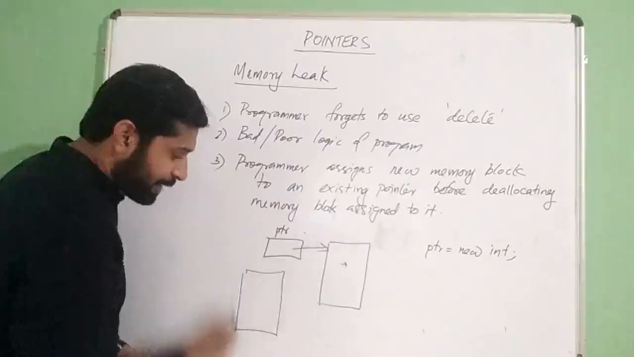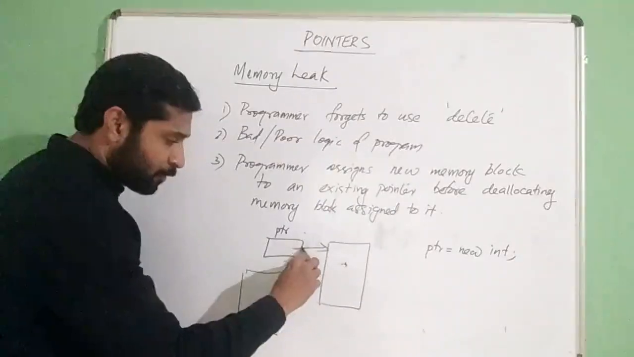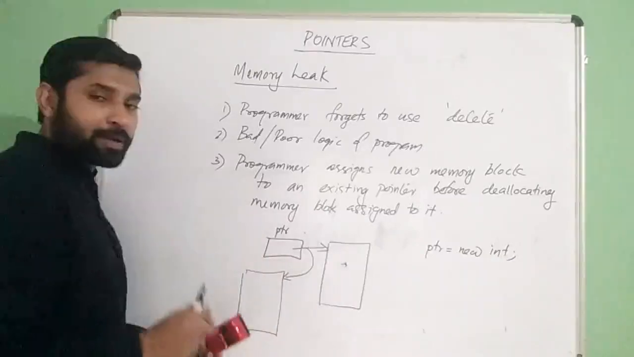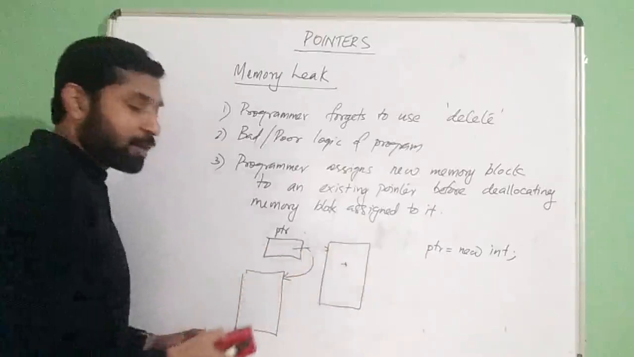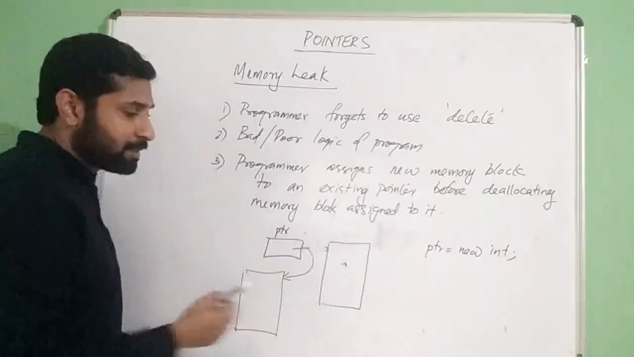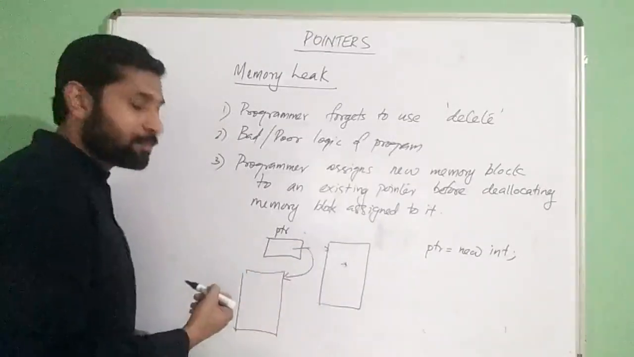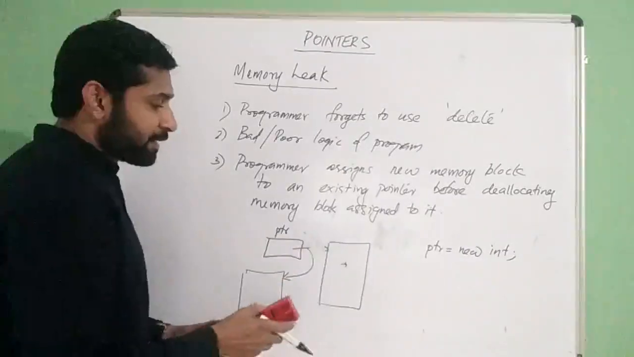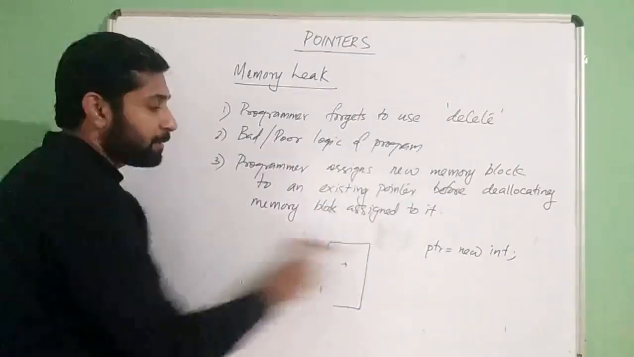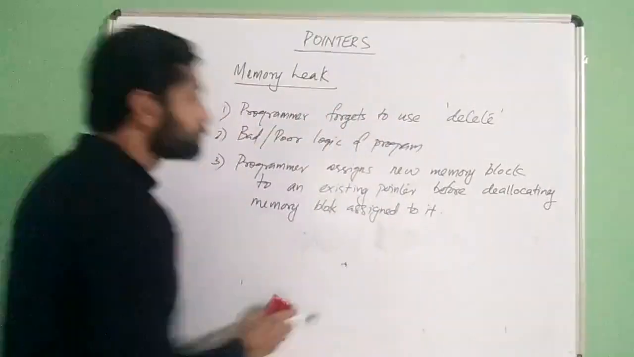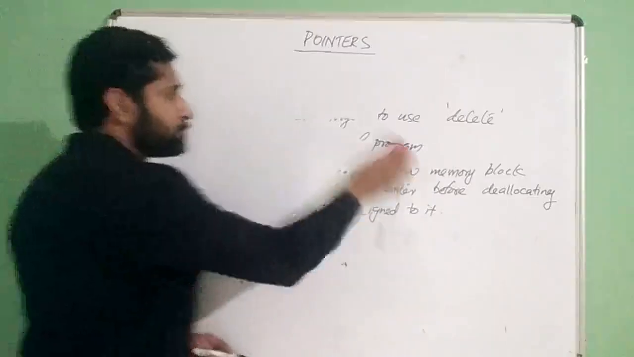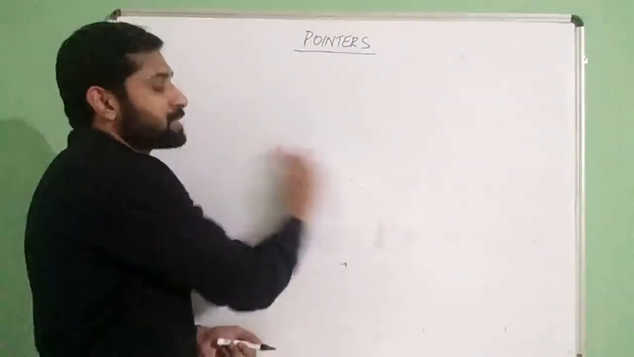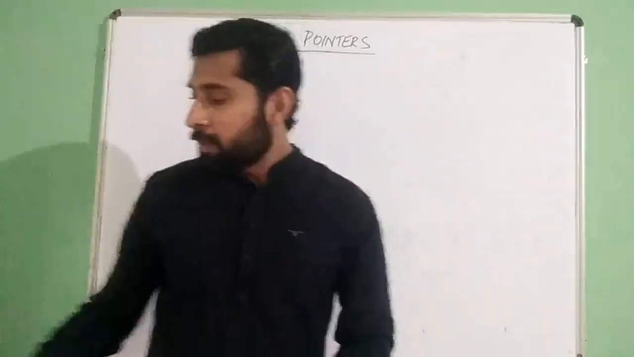Another 4 bytes will be reserved and this arrow will be pointed towards this, and this will be broken. So this becomes orphan. So these are the three reasons for memory leak. Memory leak creates adverse effect to the program.